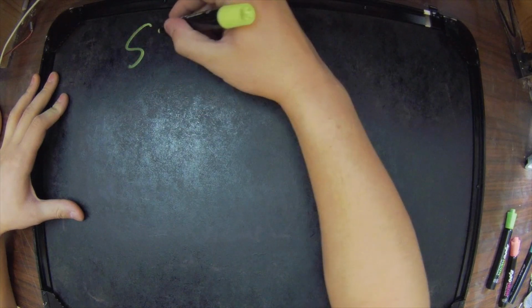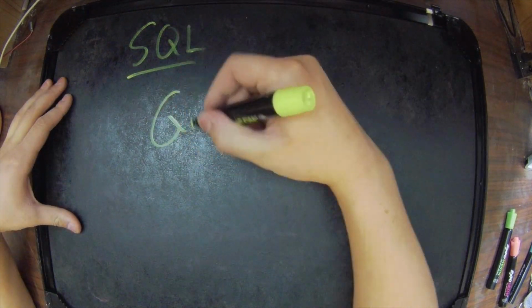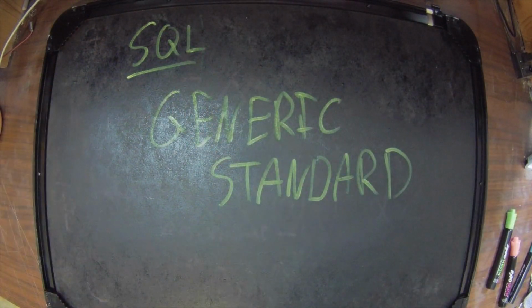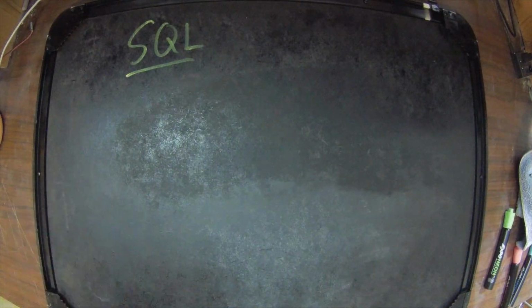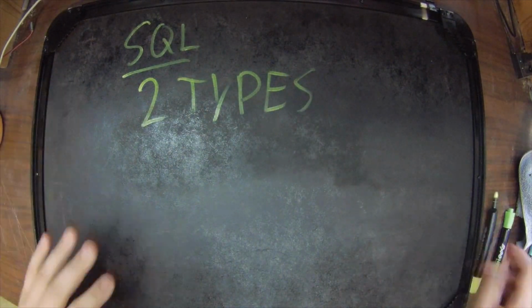All right, so we're finally getting onto the coding part or the language part of databases, and this is all done through a language called SQL, which is the generic standard for databases. Keep in mind when you choose a database to use, it'll probably be a bit different and it'll have different features. But to start off, there's two different aspects to SQL.